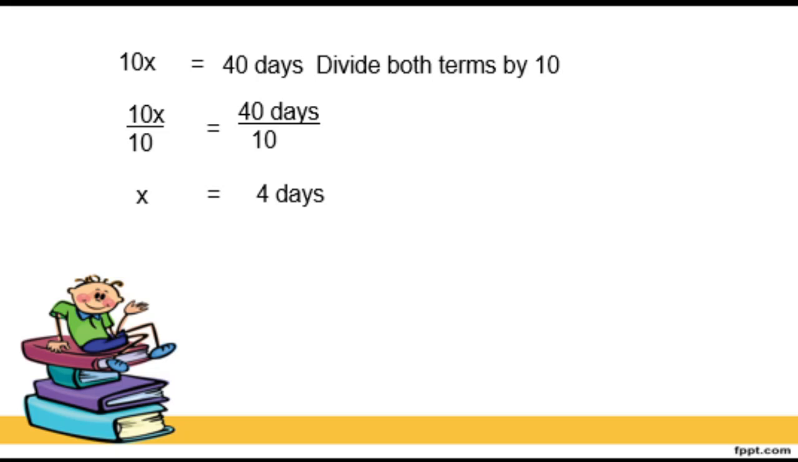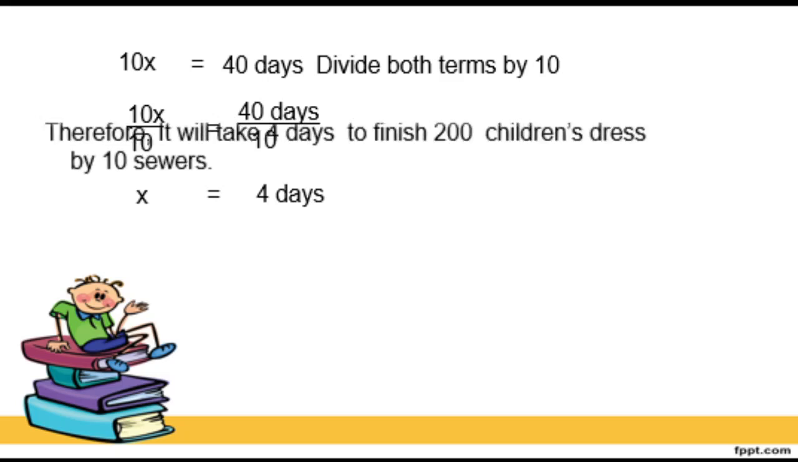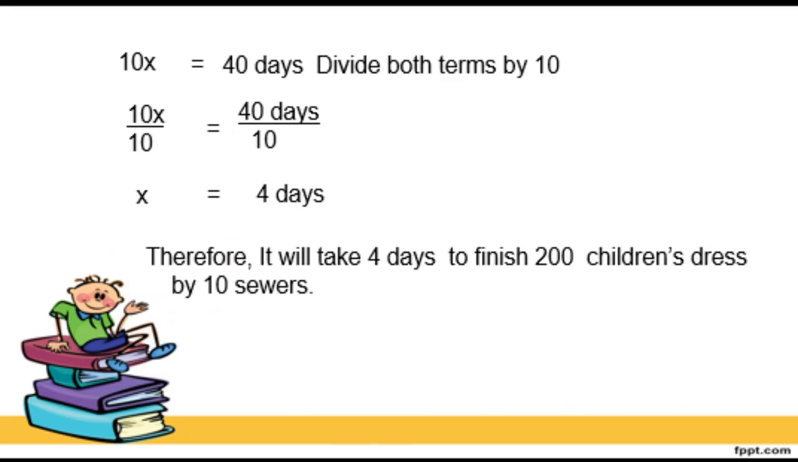So, the days will be changed. Next. Okay. So, again, it will take 4 days to finish 200 children's dresses by 10 sewers. Next.